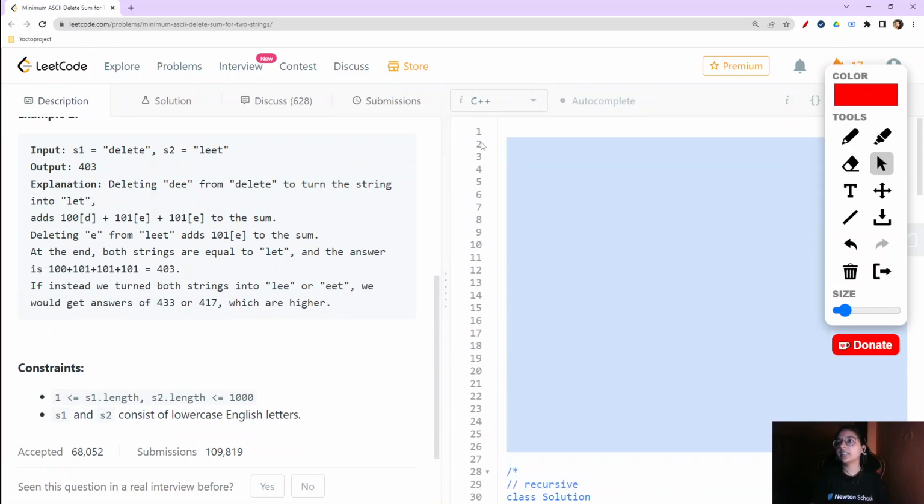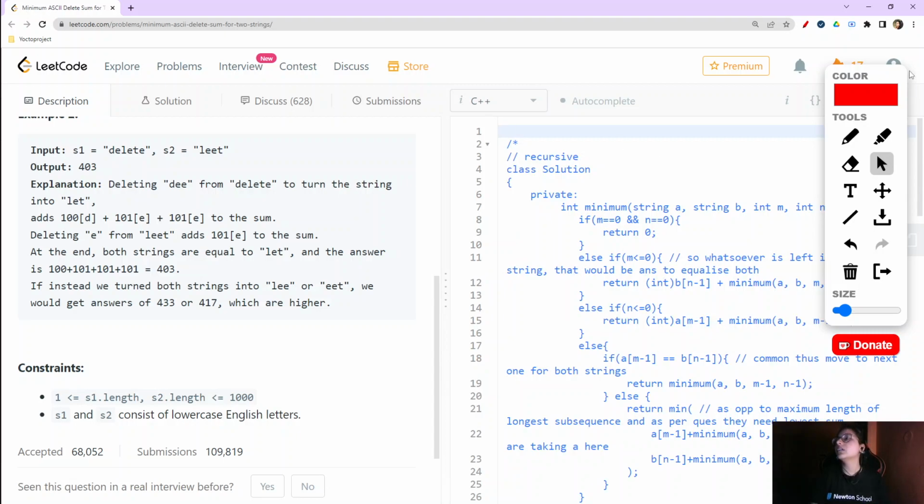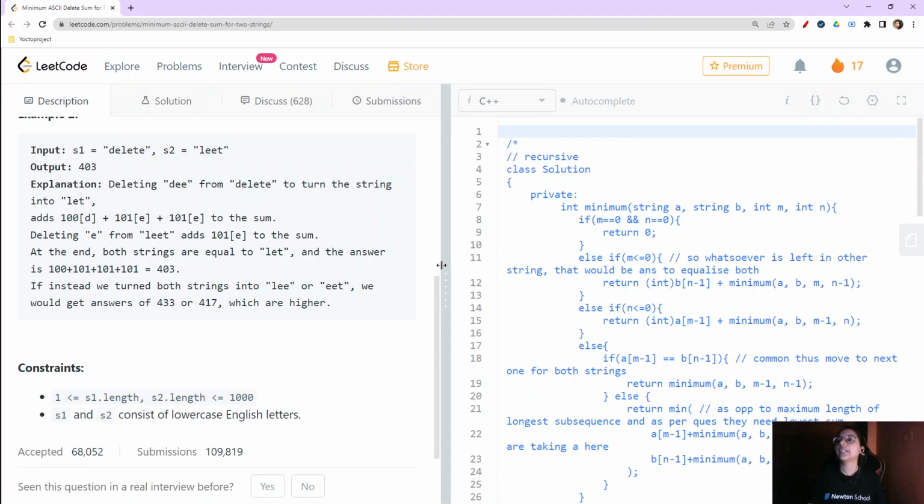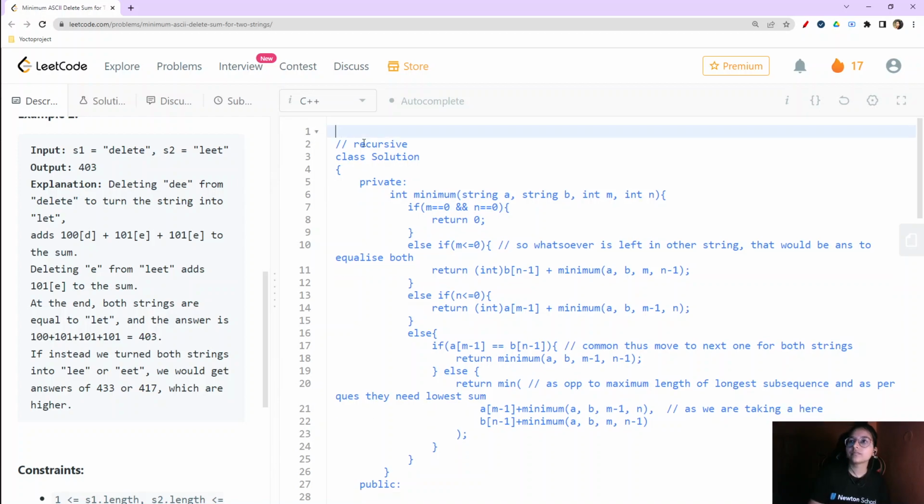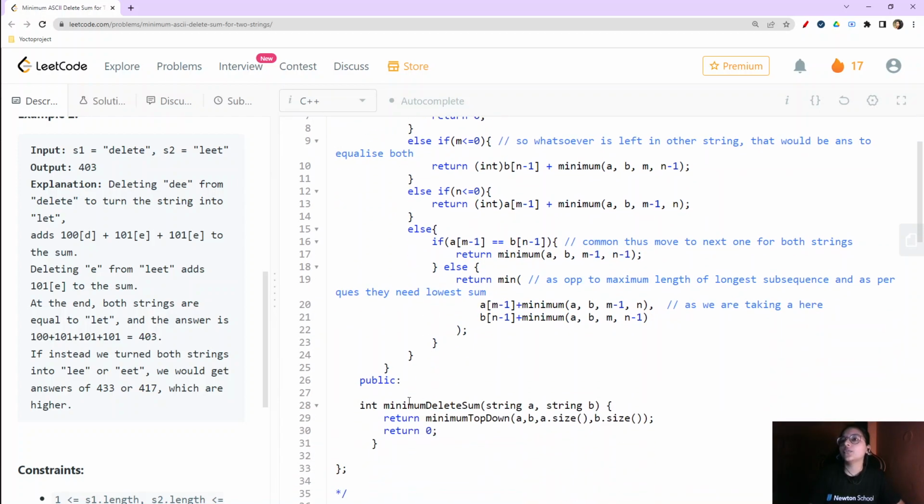Let us first start with the recursive approach of this particular question. Here you can see how we are doing it. This is our main function. We are starting from return minimum top down. We are passing as parameters the first word, then the second word, then the size of the first word, then the size of the second word, because we need the word itself and the size of that word also. And then at the end we are returning 0 here.